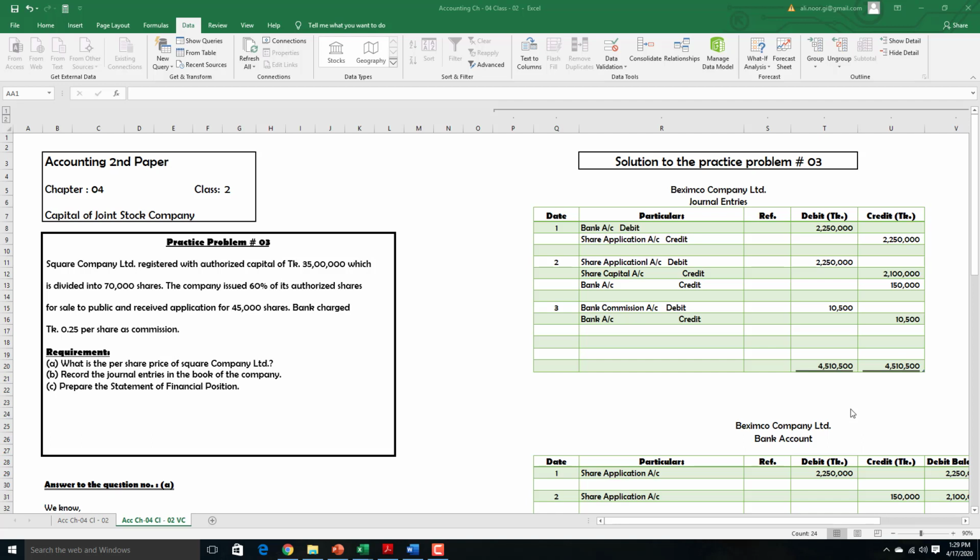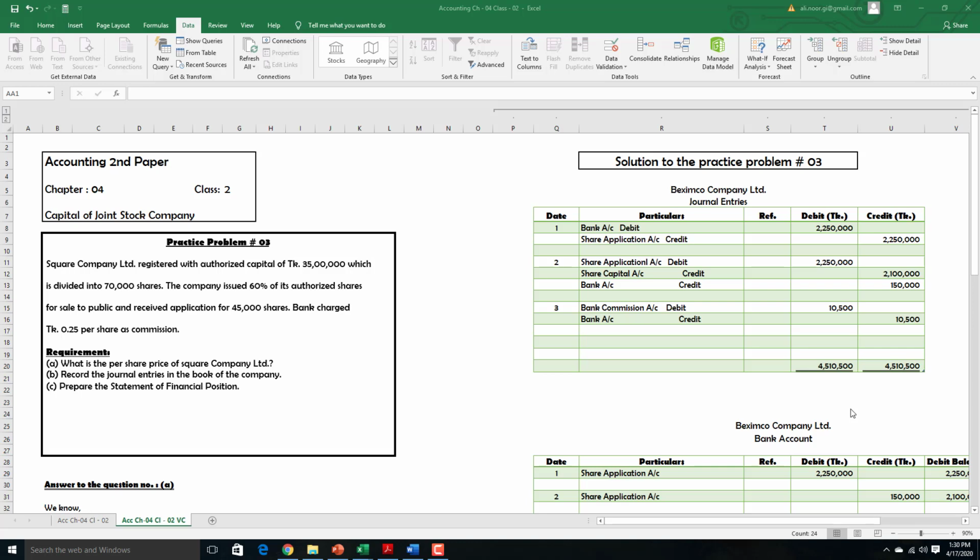So let's read the question. Square Company Limited registered with authorized capital of taka 35 lakh, which is divided into 70,000 shares. The company issued 60,000 of its authorized shares for sale to public and received application for 45,000 shares. Bank charged taka 0.25 per share as commission.